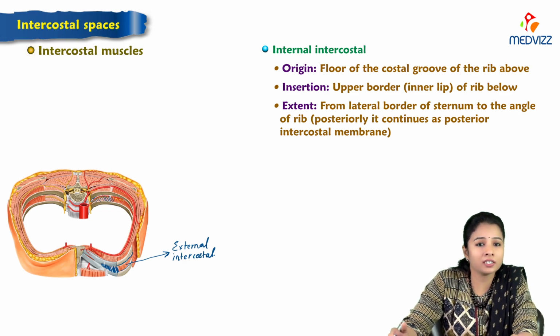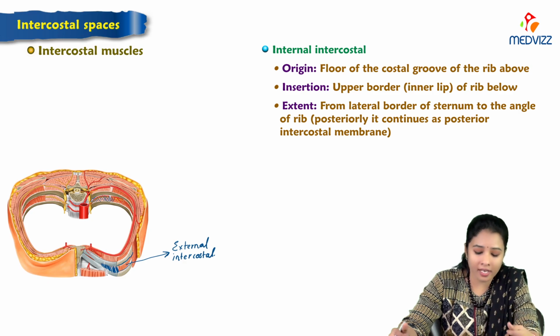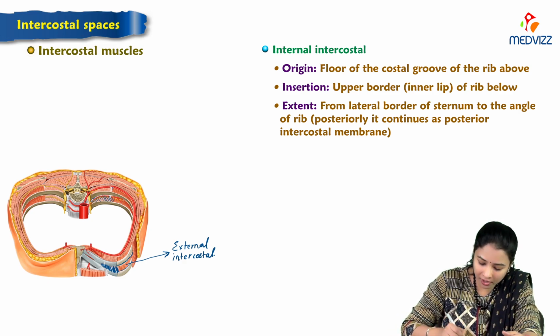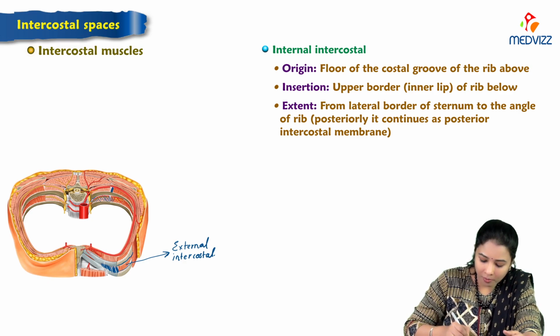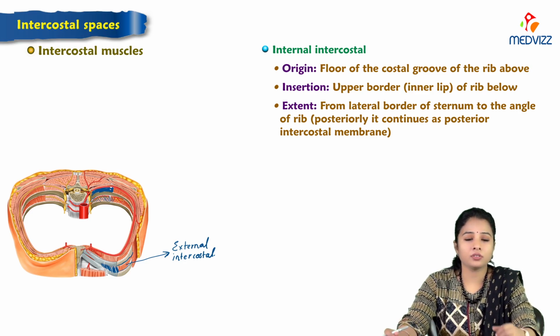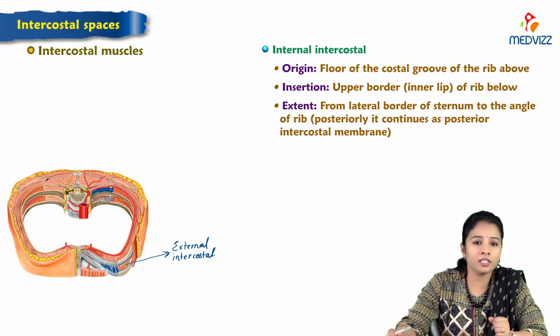So if we see the extent of the internal intercostal muscle, it extends from the lateral border of the sternum, and it extends till the angle of the rib. So up till here only it extends. Beyond that it continues as the posterior intercostal membrane. So that is about the external and internal intercostal.